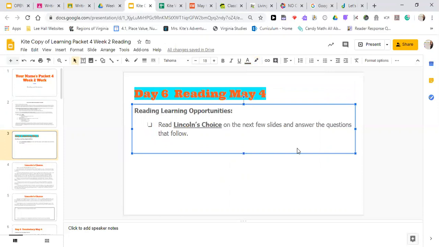The reading learning opportunities today: we'll read Lincoln's Choice on the next few slides, and we're going to answer the questions that follow. So you're going to answer the questions on your own, but I am going to read the story out loud and just give you a few tips for answering those questions on your own. So let's start with Lincoln's Choice.